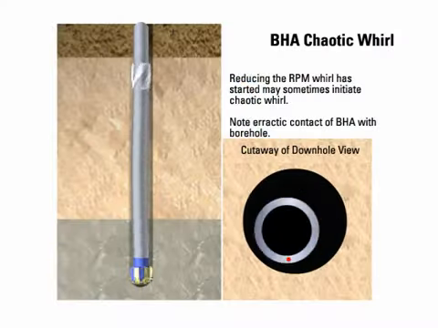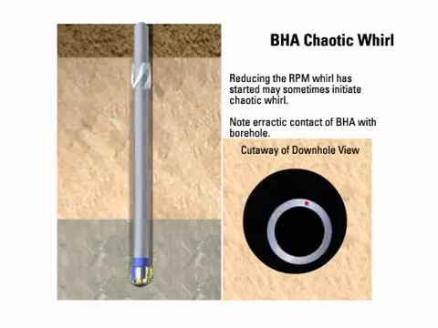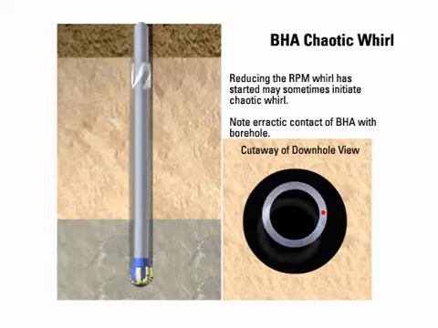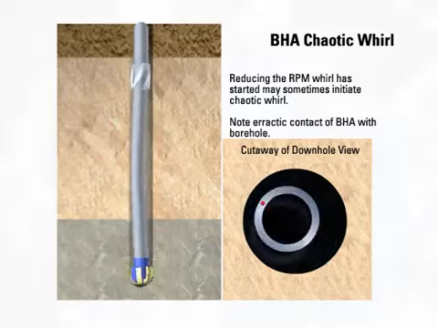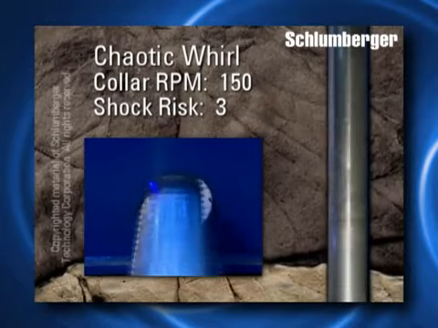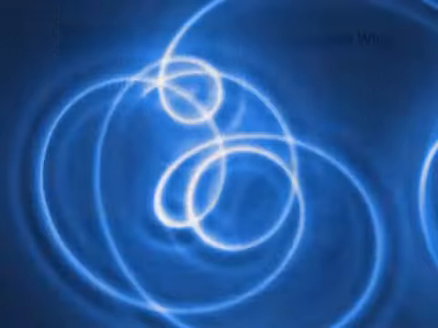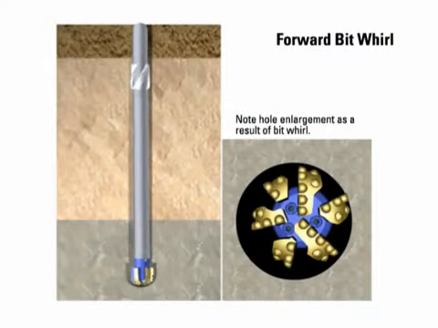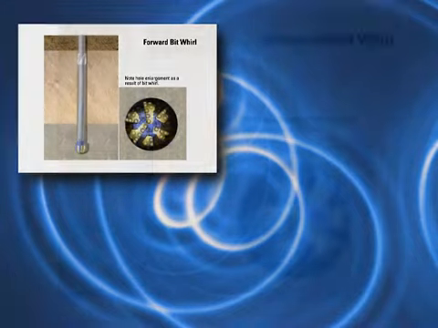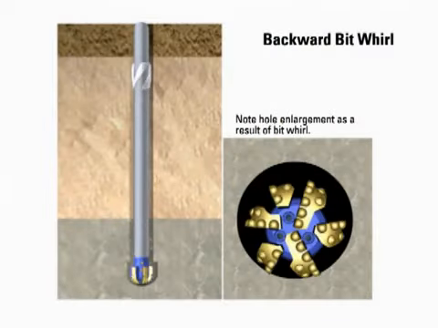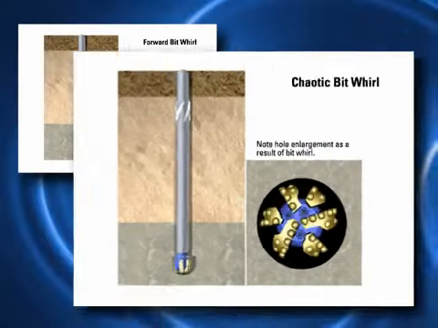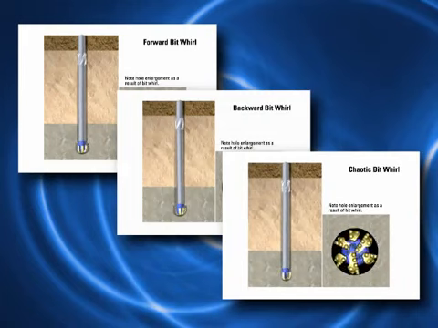In chaotic whirl, there is no preferential side of the collars or BHA contacting the formation. The torque will be above average along with the lateral vibrations and shocks. Chaotic whirl can occur when changing rotary RPM to try and address forward or backward whirl. Bit whirl is associated with PDC bits because of their aggressive side-cutting action in harder rocks and near vertical holes. It is caused by non-symmetric cutting action of a real formation that displaces the bit from its center of rotation and then allows the bit to move.